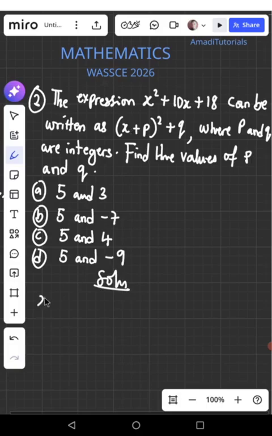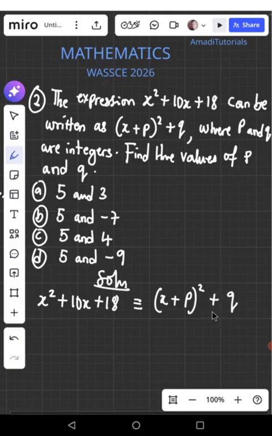The expression we have there is a quadratic expression, x squared plus 10x plus 18. I know a lot of students who try to factorize this, but you don't need to waste time. That's not the route. That's not what they are looking for. They're not looking for the roots or factorizing or solving. They want us to express it in the form x plus a certain number p all raised to the power of 2 plus a certain number q.